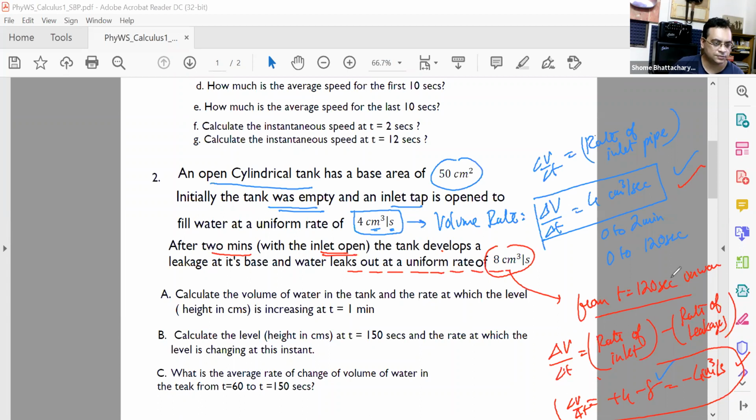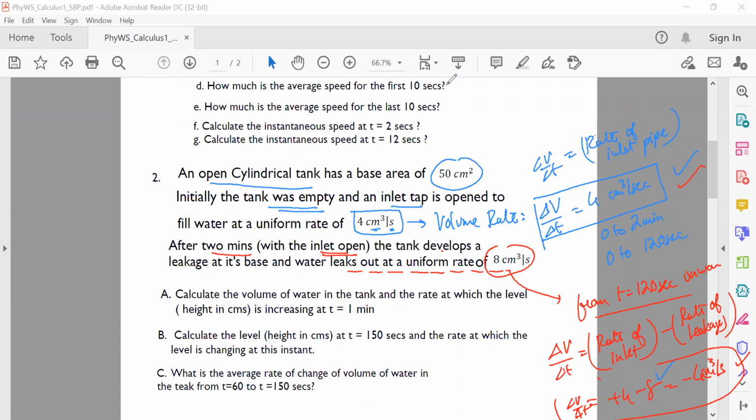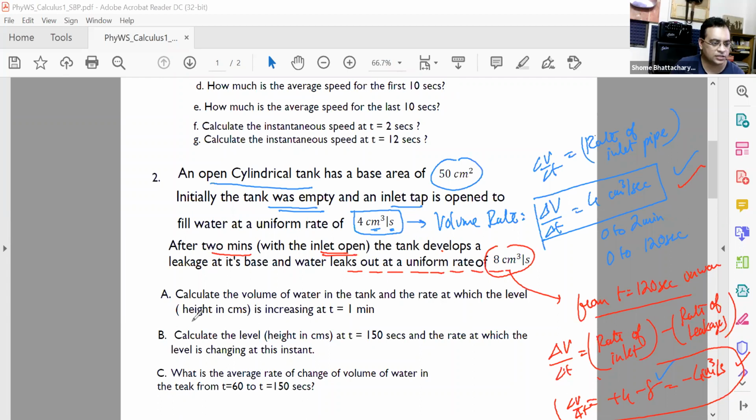So far this is clear? Yes, sir. Okay, now the next thing is, notice in each of the questions, we are not only talking about the rate of change of volume, but we are talking about the rate of change of level or height of water. So that means we have to find some kind of relationship between volume of water and height. So what kind of tank is it? It's cylindrical, so it's very easy. Volume should be equal to height into area, and area is given to us as constant. So we'll make use of this also.